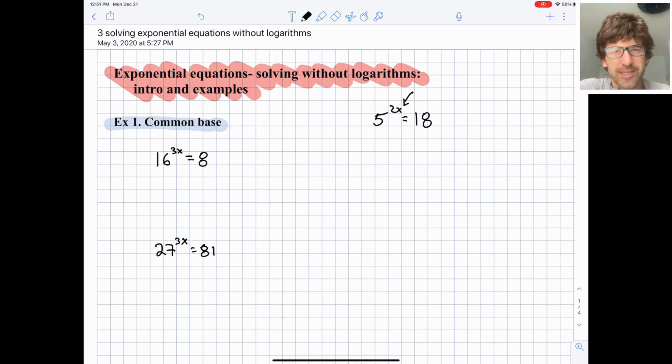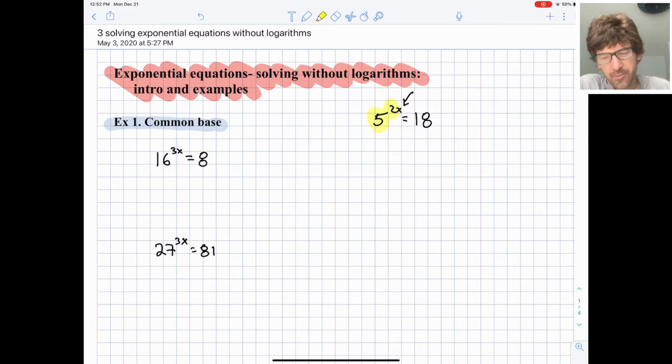Now there are a couple initial instinctive strategies that students sometimes try to use. Sometimes students try to take maybe a square root of both sides, or maybe divide both sides by 5 in this case. If we're trying to get rid of that 2, maybe thinking about a square root of both sides, or if we're trying to deal with a 5, somehow dividing by 5. And neither of those strategies are particularly effective.